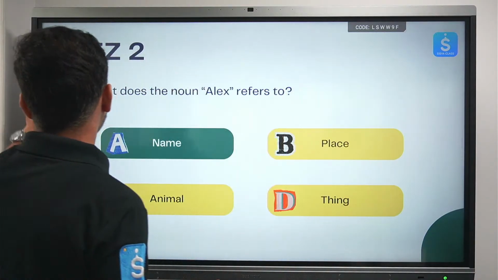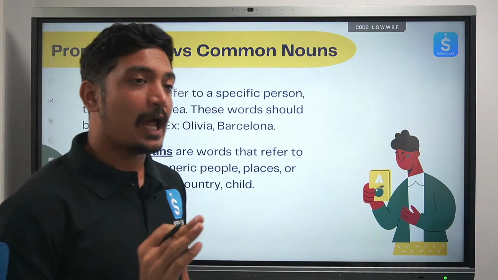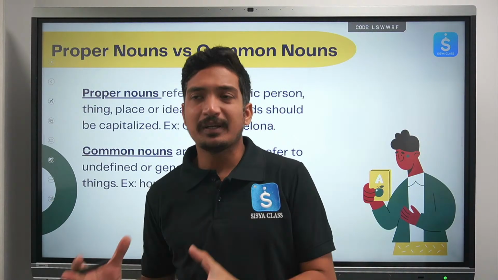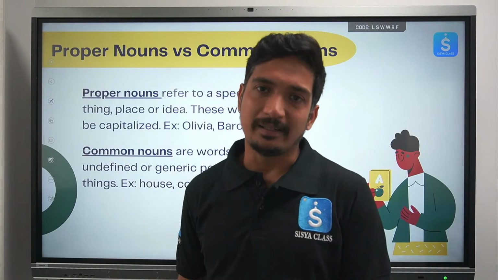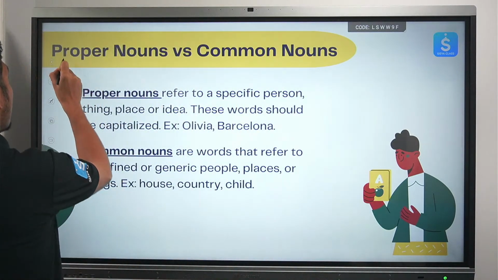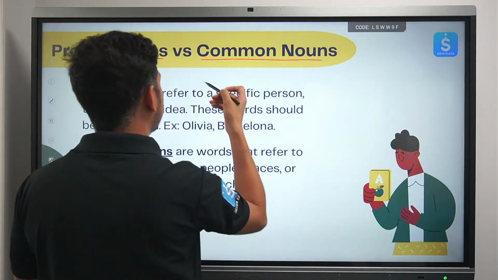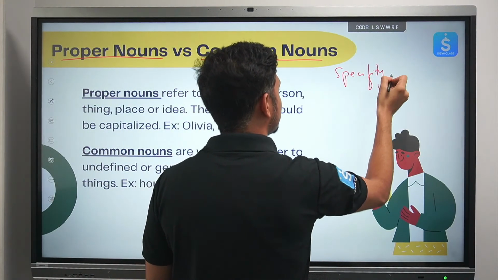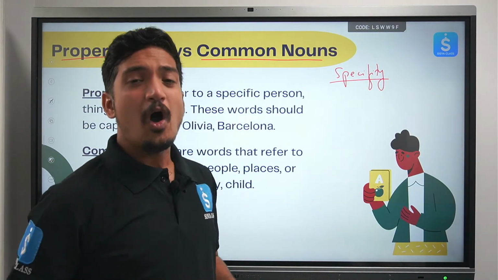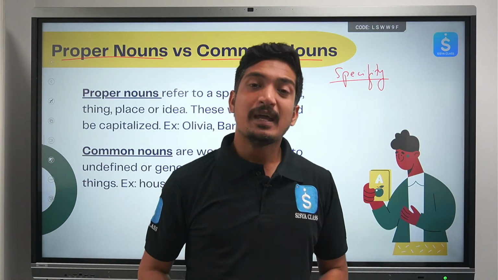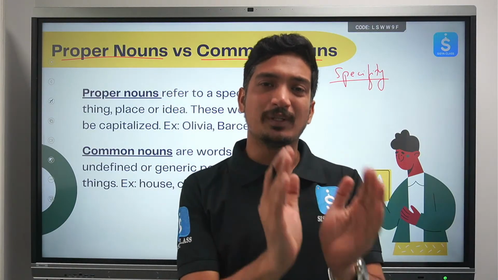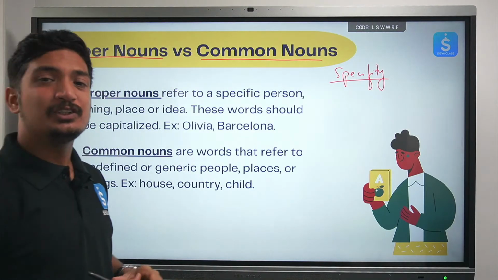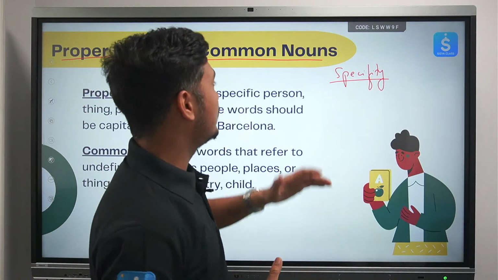Okay, moving ahead to the next question. Now here we're going to talk about different types of nouns that we have. Usually nouns are categorized into different categories based on different criteria. For example, here we have proper noun and common noun. This criterion is based on specificity. What do you mean by specificity? Specificity means how specific a word is. If it is very specific to one specific thing, then it will be considered a proper noun. However, if it's not very specific, then it will be considered a common noun.